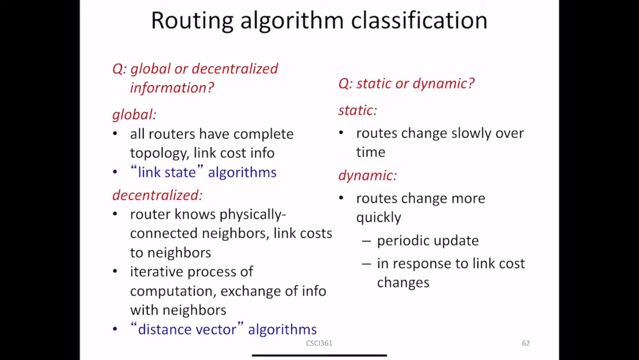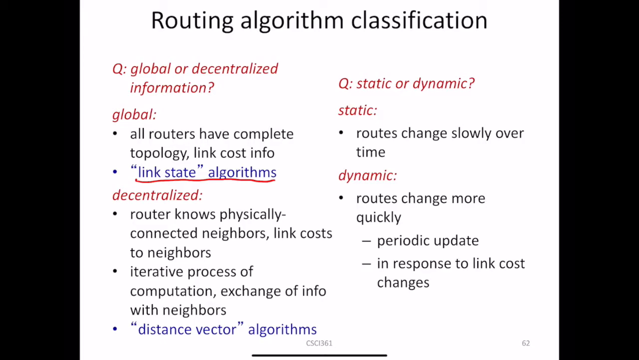The routing algorithms can be classified into different categories. First, let's see the category based on the required information. We can divide it into two types. The first type is the routing algorithm that requires global information, which means all routers have the complete topology of the entire network and also the link cost information. For example, the link state algorithm is based on global information.